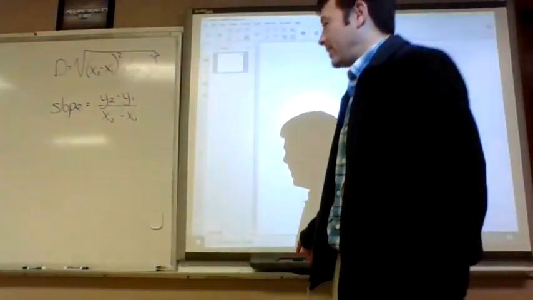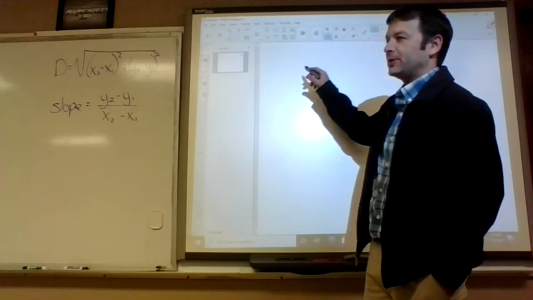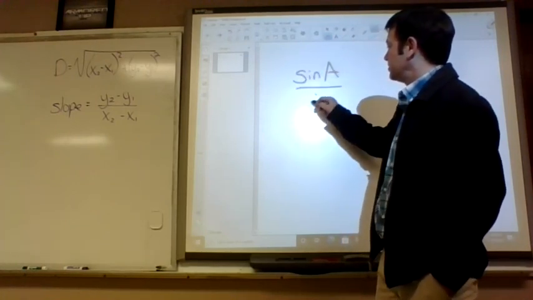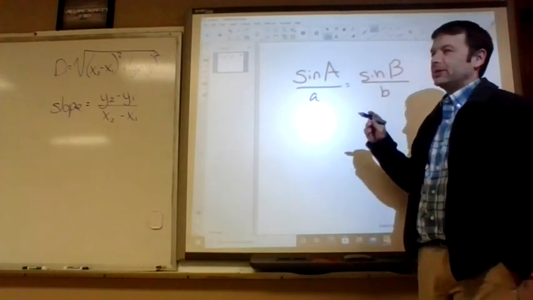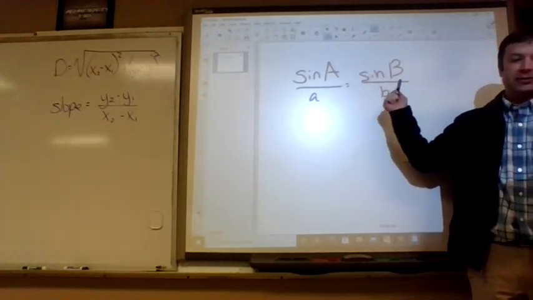So last Friday, we talked about the law of sines. You guys remember what the law of sines was? Sine A over little a equals sine B over little b equals sine C over side c. That can help us solve not just right triangles, but any triangle.